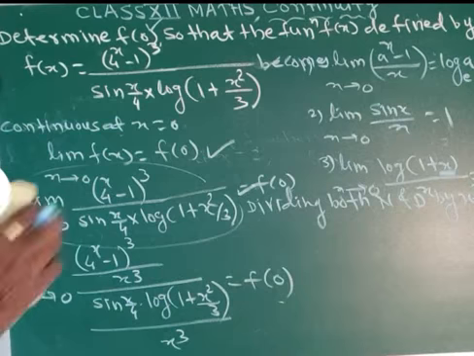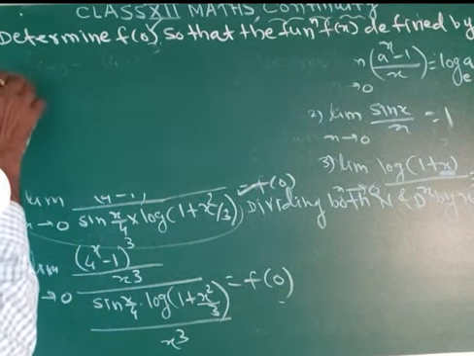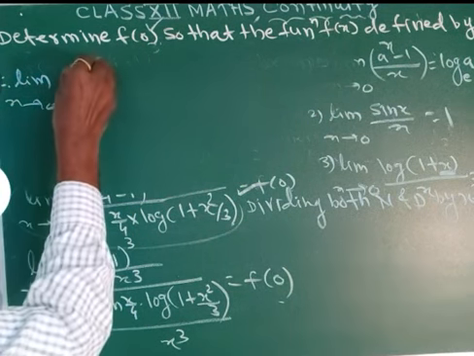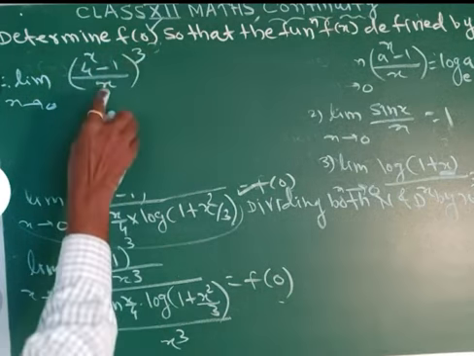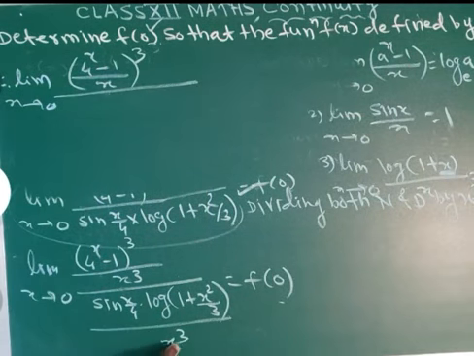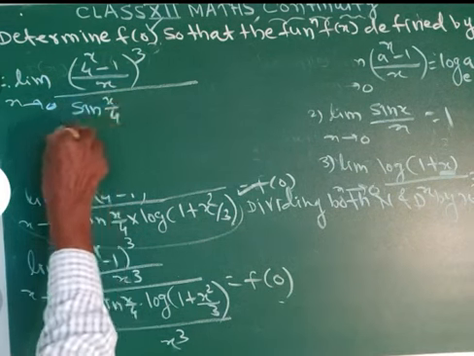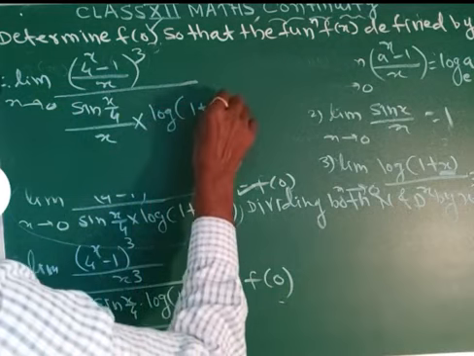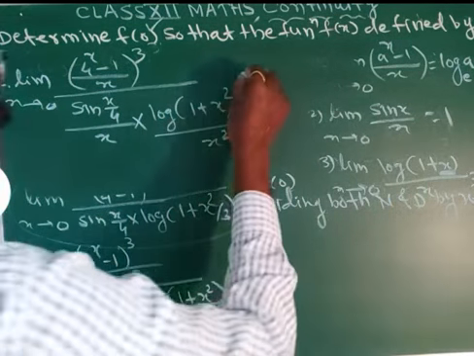Okay, now f of 0. Therefore limit x extending to 0, I am writing this x cube in this bracket, so it will be ((4 raised to the power x minus 1) upon x) whole cube, x cube, right, in the bracket, whole divided by: out of this x cube, give one x here, sin(x/4) upon x, and one x here from the x cube, and log of (1 plus x squared by 3) upon x squared by 3, give one x squared here. This is equal to f of 0.